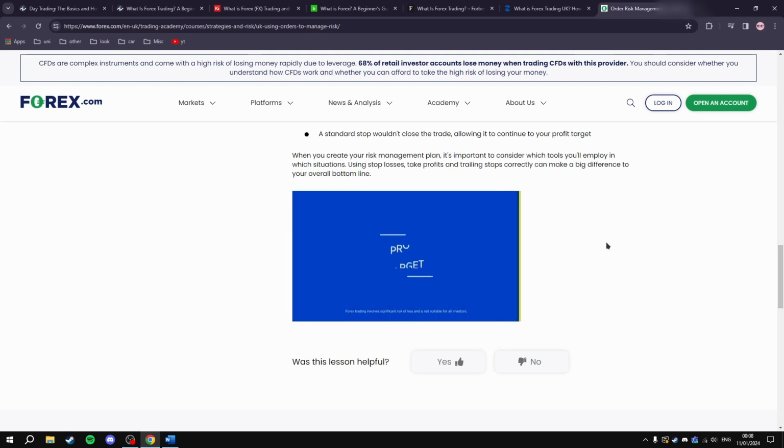Up next, profit targets. When you're in a profitable trade, it's easy to think that it will last forever, but that's not always the case. Profit targets can be a good way of maintaining self-discipline. They allow you to determine a profitable exit point at which to close a position before the market potentially reverses.